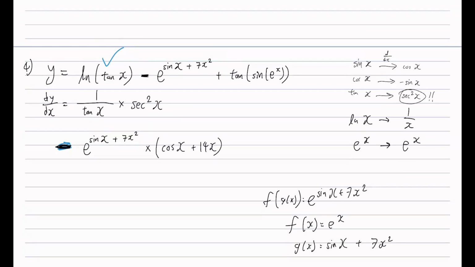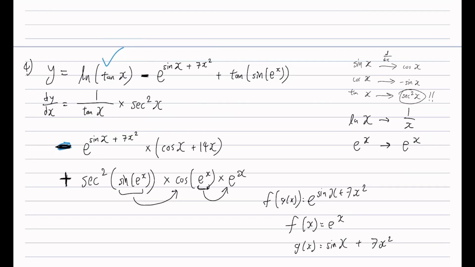Plus tangent becomes secant squared x. Is it x? No, you just put whatever is in between the brackets: sine of e power x. Times, differentiate the inside. The inner goes cosine e^x. Very good. Then again, chain rule, continue down the chain. Times differentiate the inner again, times e^x. Then continue down the chain.